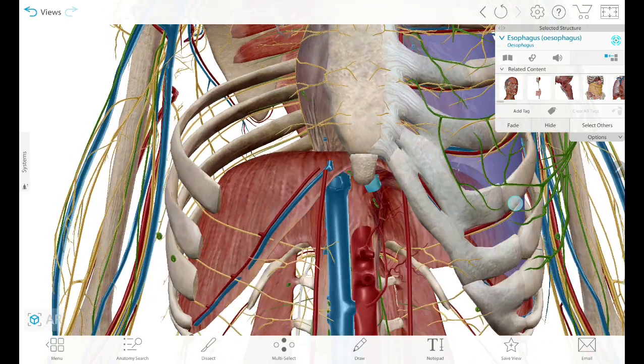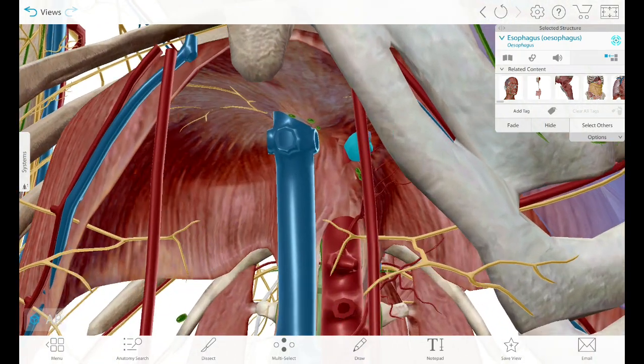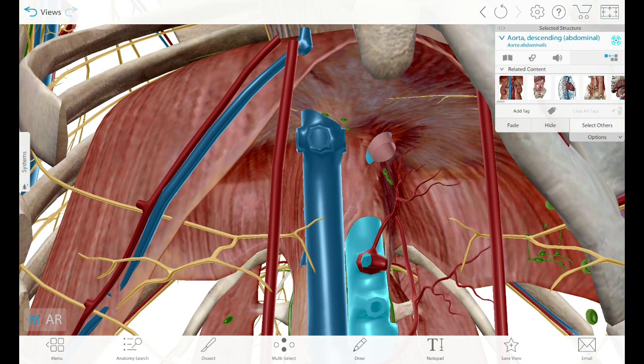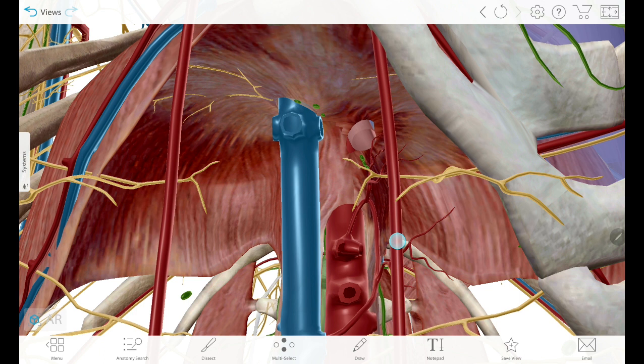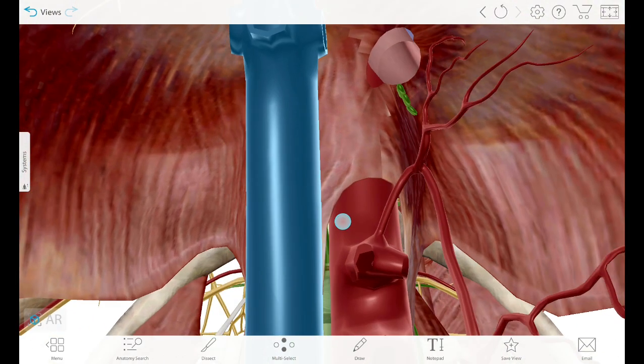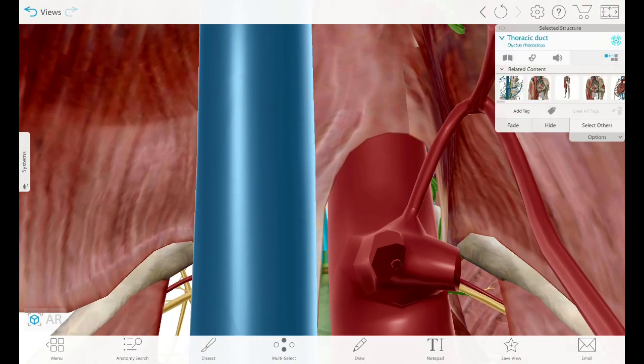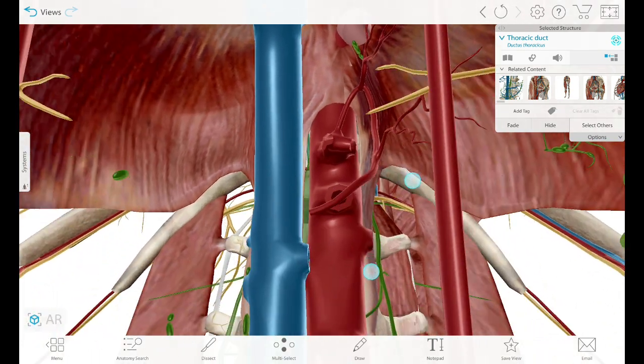Now the last opening is the aortic opening, and it is present at the T12 level. So this over here is the aortic opening, and we can say that all the vascular structures pass through this aortic opening. That is, the aorta passes through this aortic opening, and the thoracic duct. So I'll show you the thoracic duct. If you zoom in, you can see a greenish structure. So this over here is the thoracic duct.